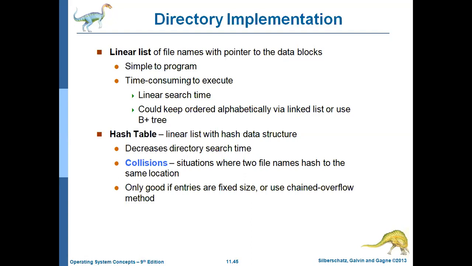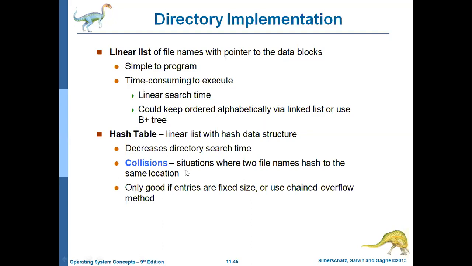At that time you'll be coming across this B+ tree in more detail. Then either you use a linear list or else a hash table. Now what is this hash table? A hash table is a linear list with a hash data structure. It decreases the directory search time.